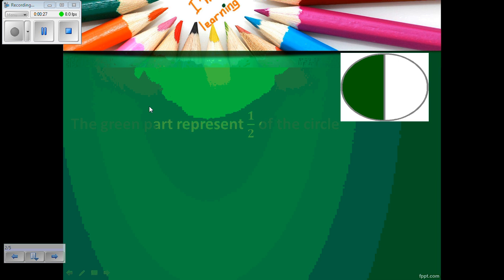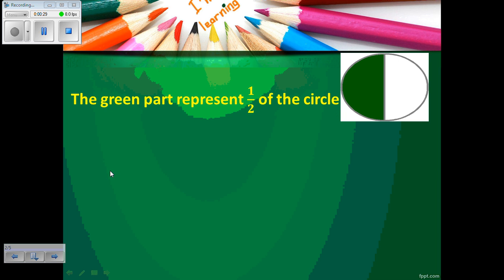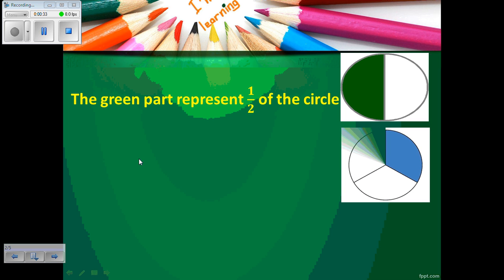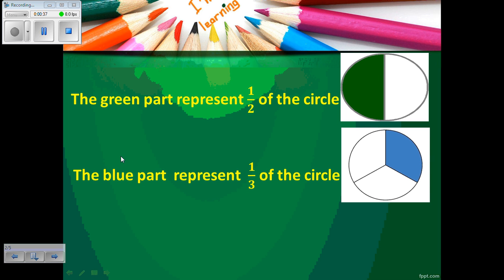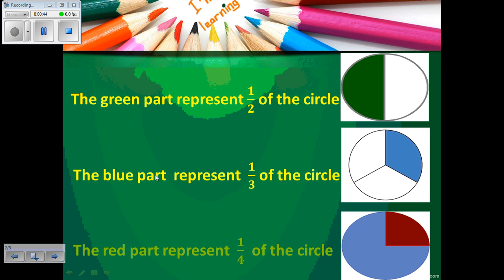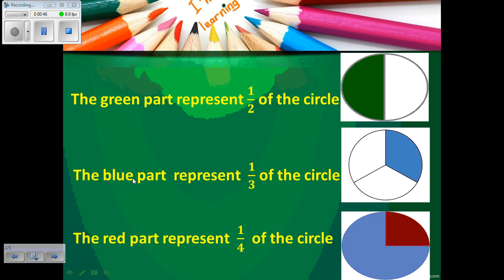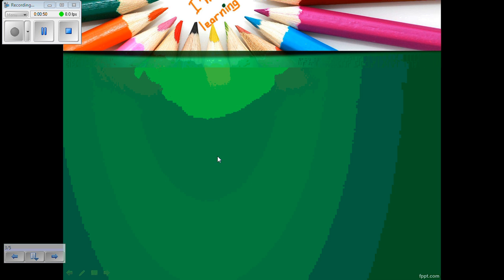In this circle, the green part represents half of the circle. In this one, the blue part represents a third of the circle. Here, the red part represents a quarter of the circle. Now, graph the data on the opposite circle.